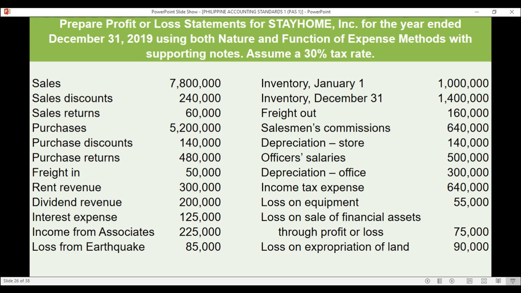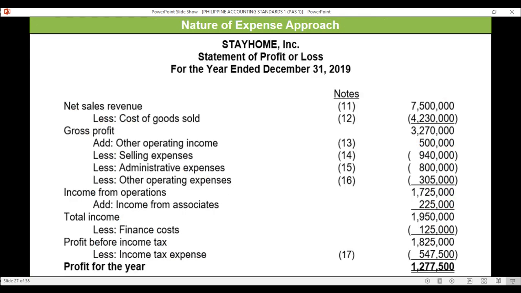So to prepare your statement of profit or loss under both the natural and functional methods, for nature of expense, let me make a slight correction for this one.